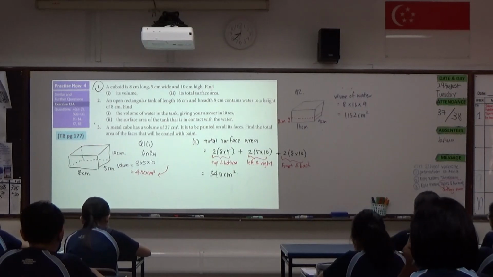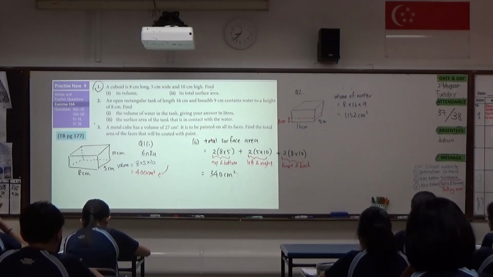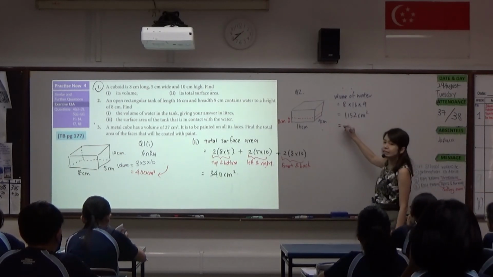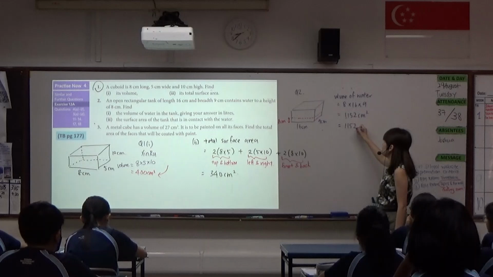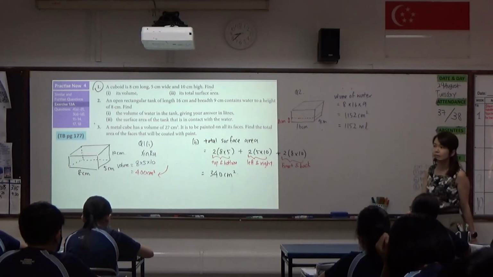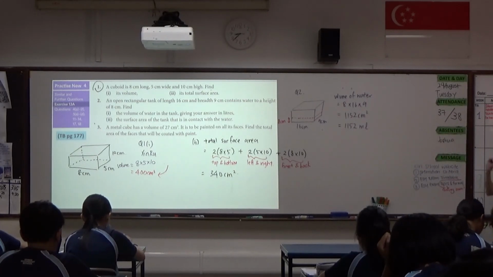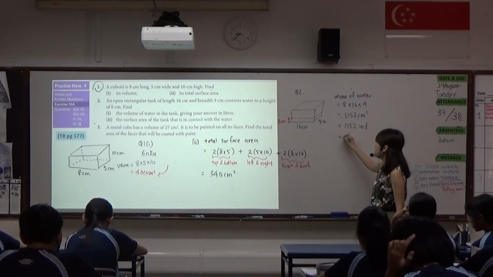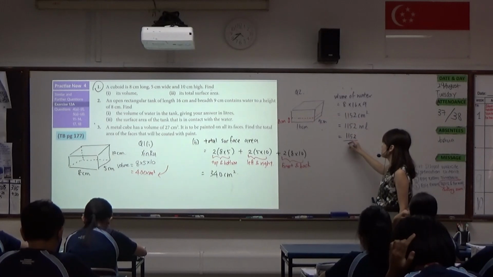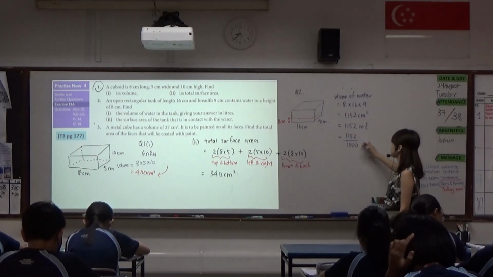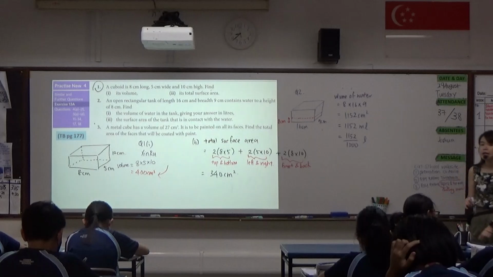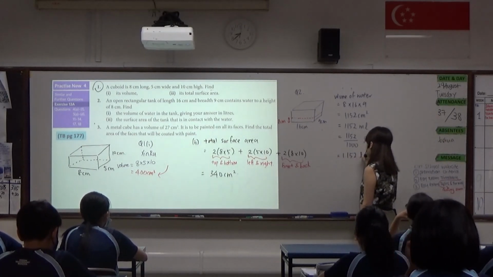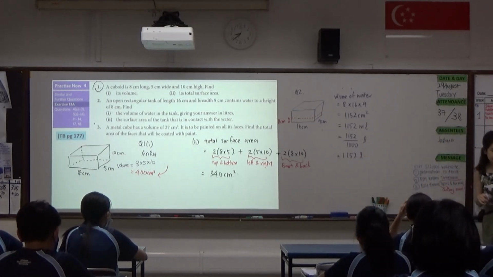So how do we convert from cm cubed to liters? If you recall, cm cubed and milliliters are actually equivalent units, so the values are the same. Milliliters to liters, we know that we can divide by 1000, such that my answer will then be 1.152 liters. Leave our answer exact.